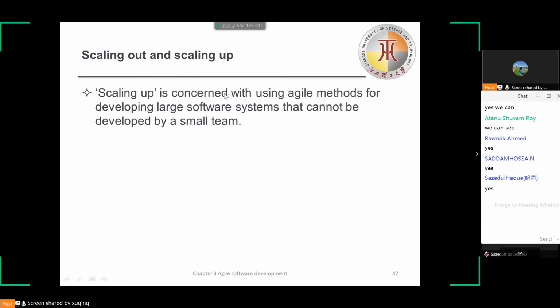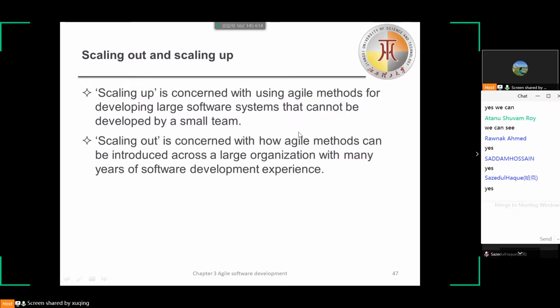Here, scaling up is concerned with using agile methods for developing large software systems that cannot be developed by a small team. And scaling out is concerned with how agile methods can be introduced across a large organization with many years of software development experience.